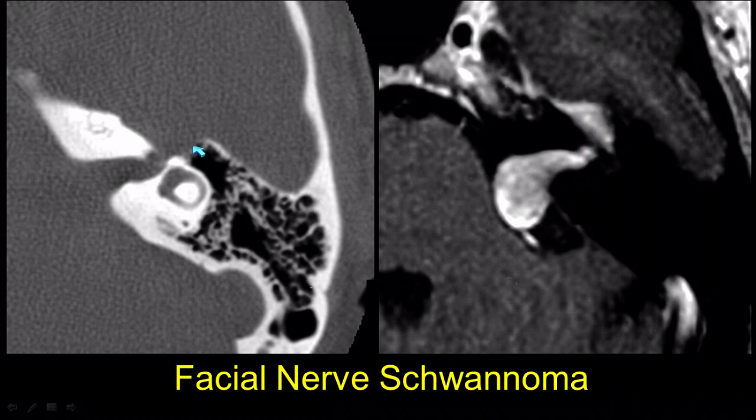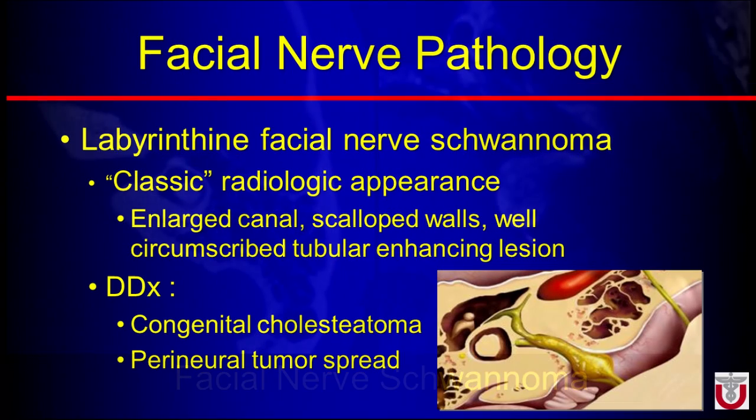So this is that tail that we want to look for along the labyrinthine segment to help us differentiate a facial nerve schwannoma from a vestibular schwannoma. A very rare pathology, but very important, obviously, to make this distinction preoperatively. This is a big critical area where we can help our ENT colleague surgeons.